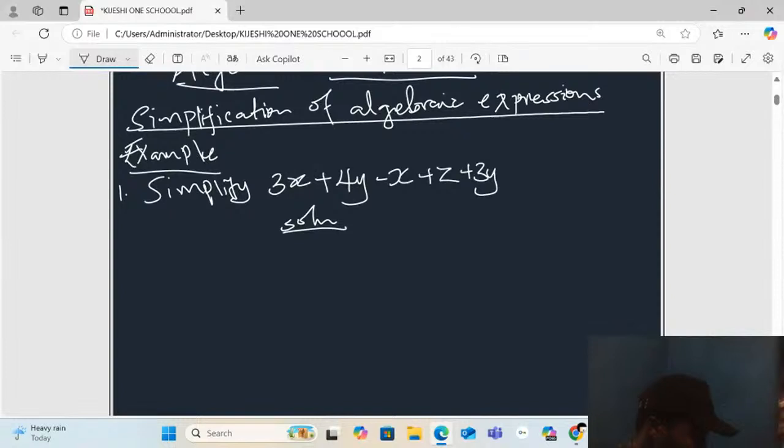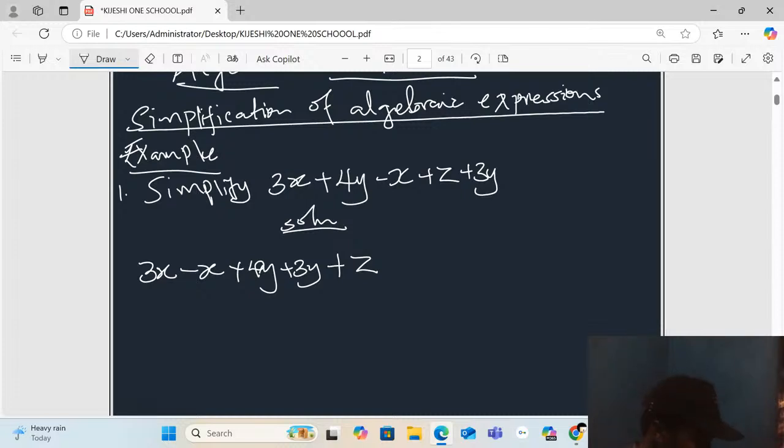Now, what you are simply going to do is to collect the like terms together. For instance, we have 3x, we have negative x. So you collect them. Then 4y and 3y, you collect them together. So we start with 3x, you collect it with negative x. Then 4y plus 3y. Then we have z, which is plus z.